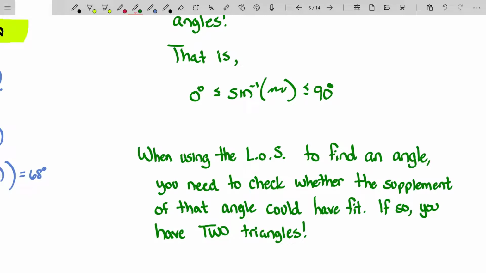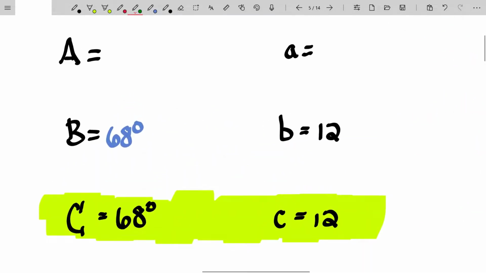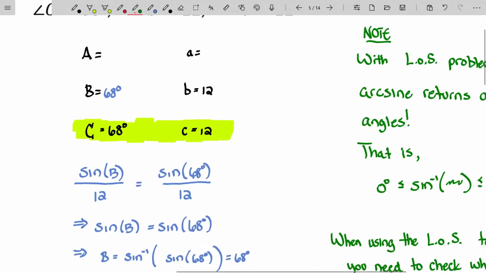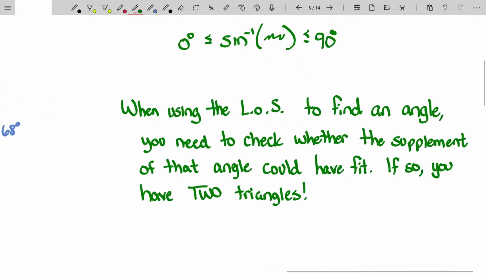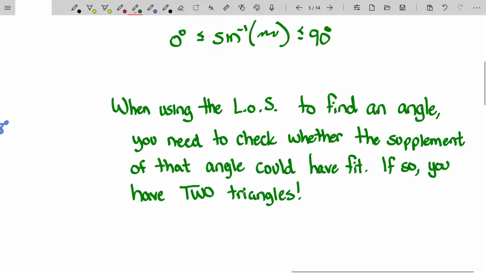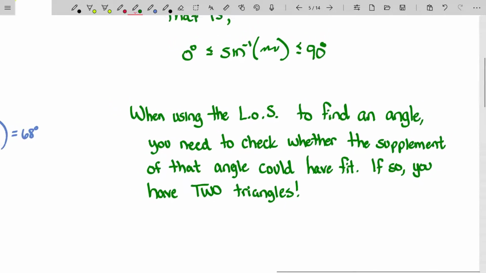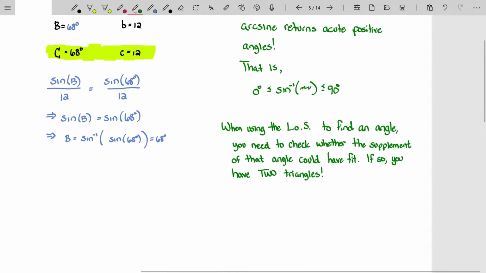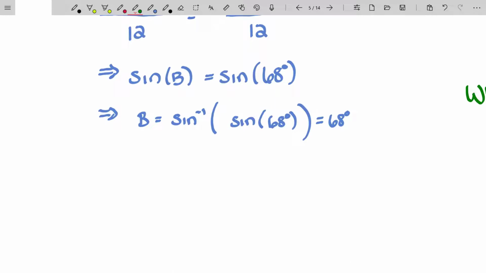So when using the law of sines to find an angle, which is exactly what we're doing here, we found that angle of 68 degrees, but we had to use the law of sines to do it. So when using the law of sines to find an angle, you need to check whether the supplement of that angle could have fit. If so, you have two triangles. So let's see what I mean by would the supplement have fit. The supplement I just do as B bar.